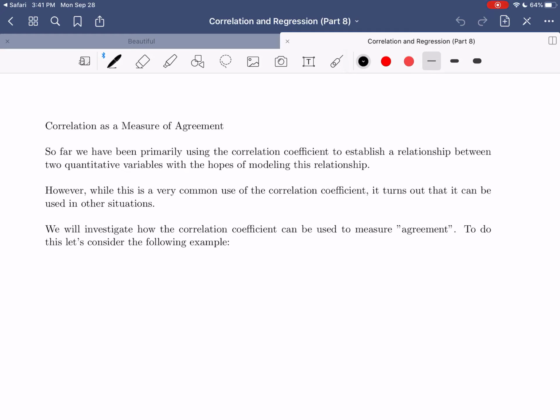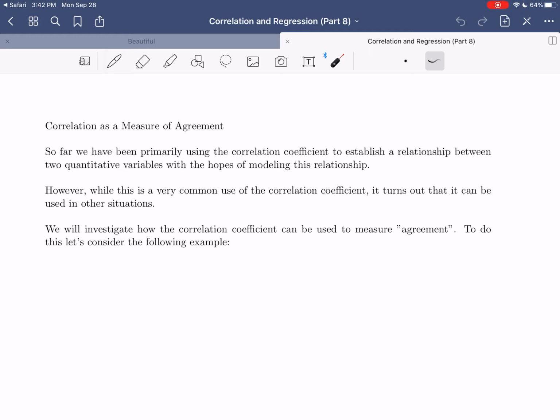In other words, in the main flow of our analysis of correlation and regression, we use the correlation coefficient to establish that two variables were related, and then we perform that regression analysis to actually build a model for that relationship. However, while it is very, very common to use the correlation coefficient to establish if two variables are related, it turns out the correlation coefficient can be used in other situations.